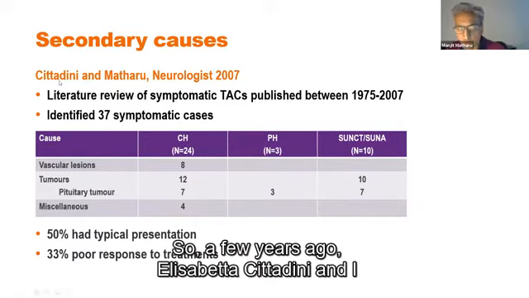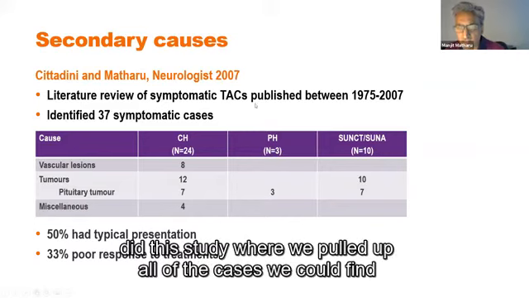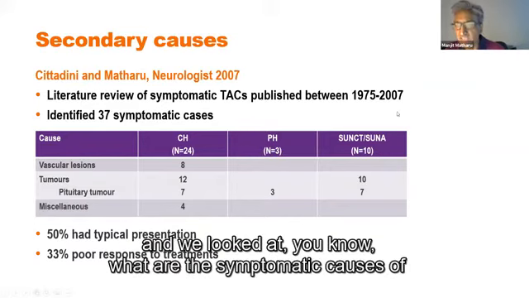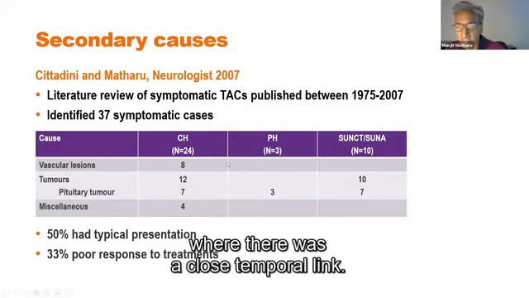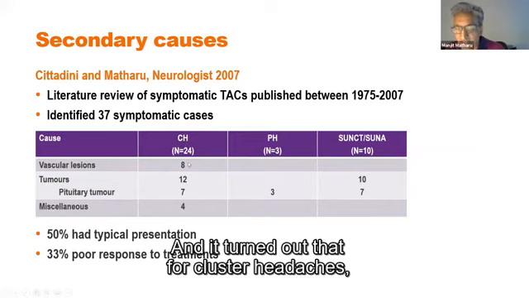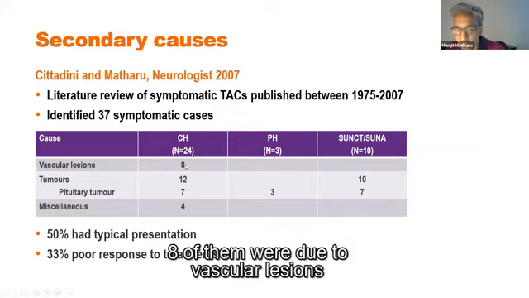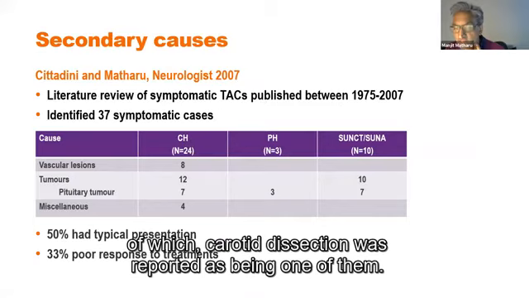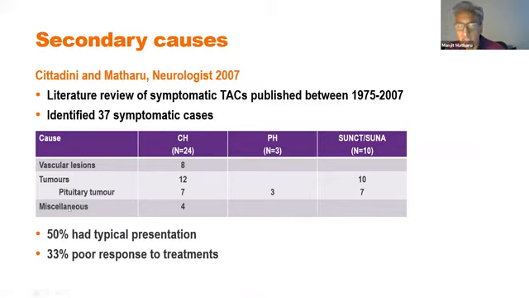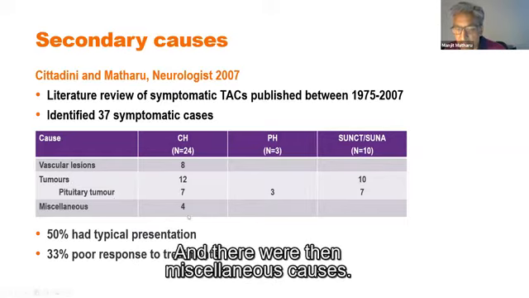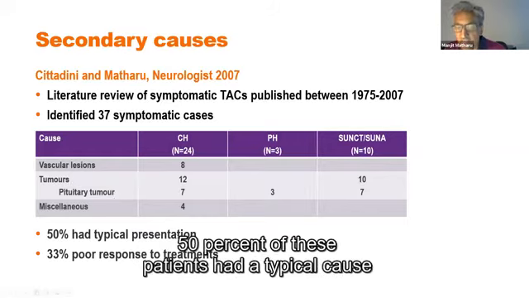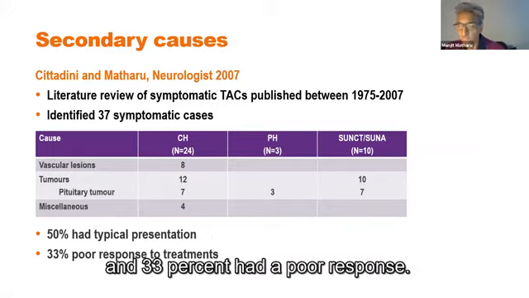So a few years ago, Elizabeth Chirgini and I did this study where we pulled out all the cases we could find, and we looked at what the symptomatic causes of cluster headache are. We identified 37 where there was a close temporal link. For cluster headache, 8 of them were due to vascular lesions, of which carotid dissection was reported as being one. There were tumors, predominantly pituitary tumors, and then miscellaneous causes. 50% of these patients had a typical cause and 33% had a poor response.